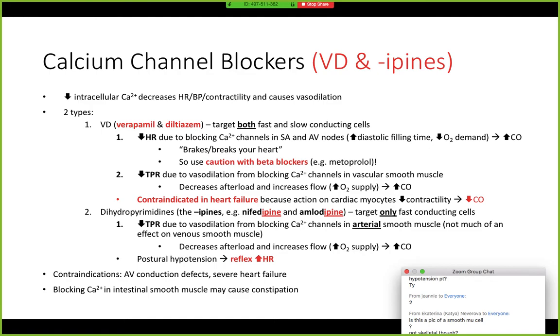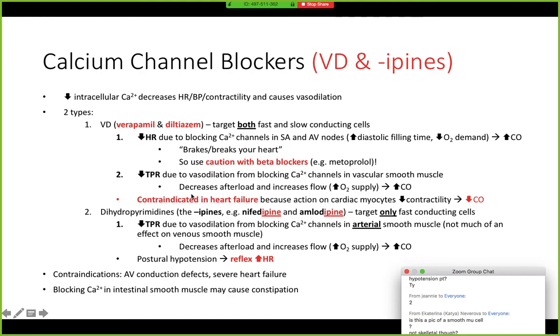Okay, so your calcium channel blockers are going to be verapamil and diltiazem, and then your dihydropyridines, and these would be like nifedipine and amlodipine, I think are the two he focused on. So the thing to remember is that verapamil and diltiazem target both your fast and your slow conducting cells. So both the pacemaker cells and the ventricular myocytes. Whereas your dihydropyridines are only targeting the fast conducting cells, so the ventricular myocytes.